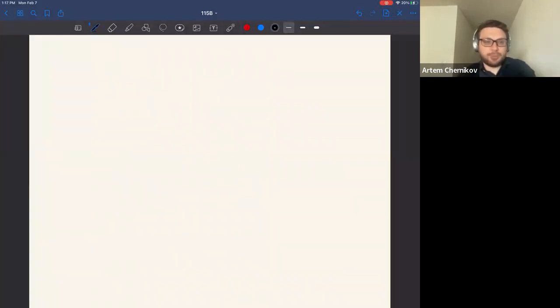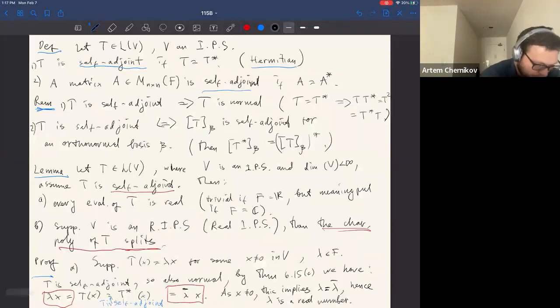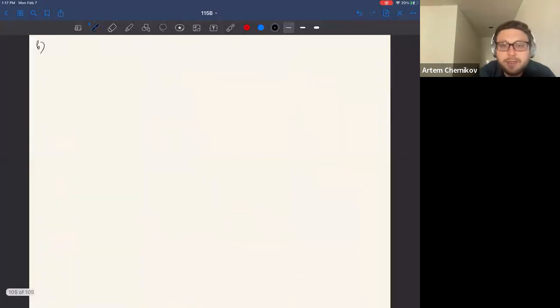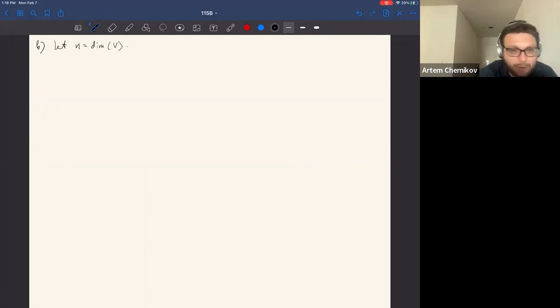Okay, so now let's prove part B. Let me go back for a second. We want to show that in the case of a real inner product space, the characteristic polynomial splits. To show this, we want to understand the characteristic polynomial, so we want to look at the matrix representing the operator. So let T be, as in the problem, a self-adjoint operator, and let us denote by n the dimension of V. We know it's finite.